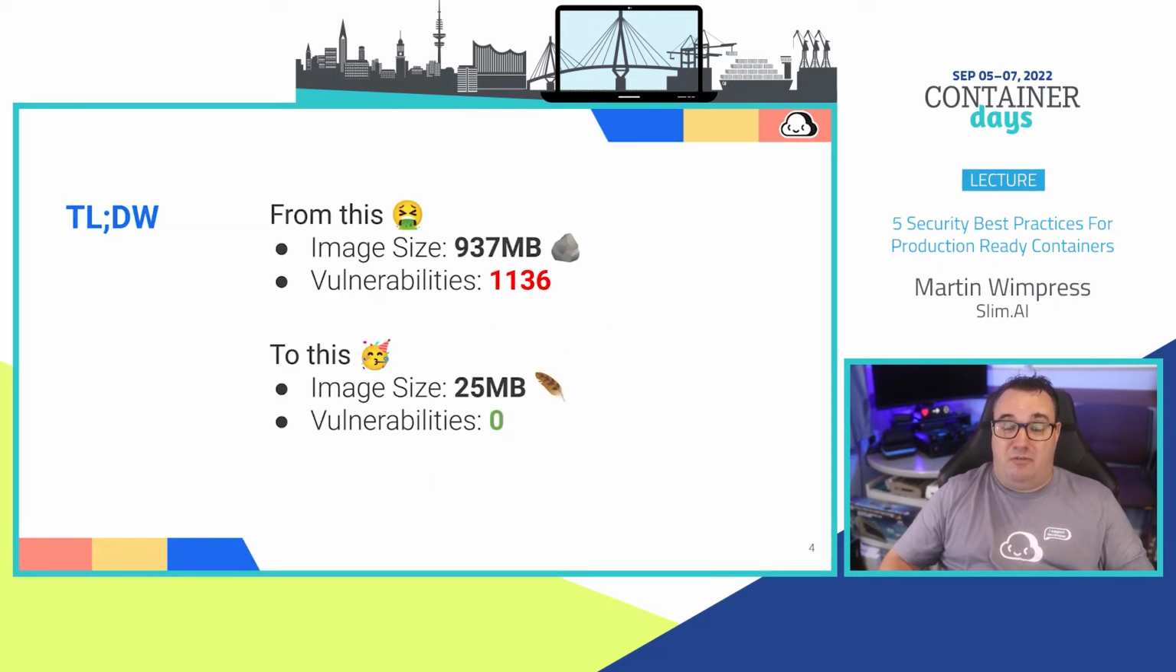Now, for those of you that are too long didn't watch, I'll be using techniques and tools today, and this is what you can expect to achieve. So we can go from an application container image of 937 megabytes with over 1,000 vulnerabilities to one that is 25 megabytes in size with 0 vulnerabilities. All images I'll show in this presentation are uncompressed sizes.